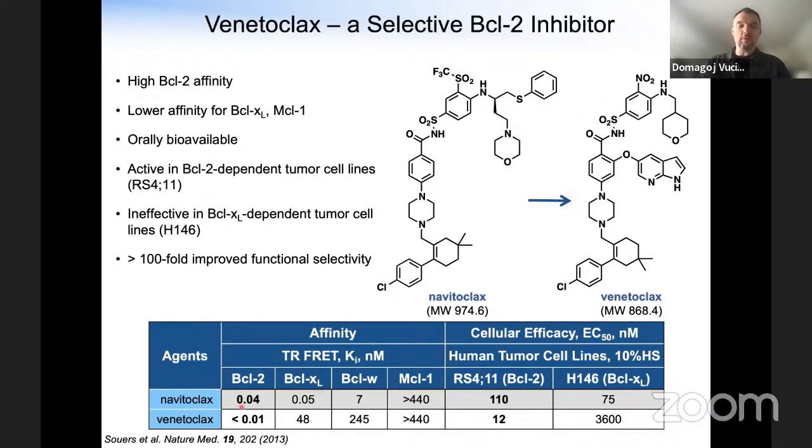So you see BCL2 versus BCL-XL, how you move the selectivity. But at the same time, you do not want to reduce efficacy in B-cell lymphomas. And so it's still active in B-cell dependent tumor cell lines, but ineffective in BCL-XL dependent tumor cell lines, okay? And then lower affinity for MCL1 as well, okay? It was orally bioavailable, so it will be given as a pill, and all had very good properties. And so then the clinical trials were then continued with this compound, okay?